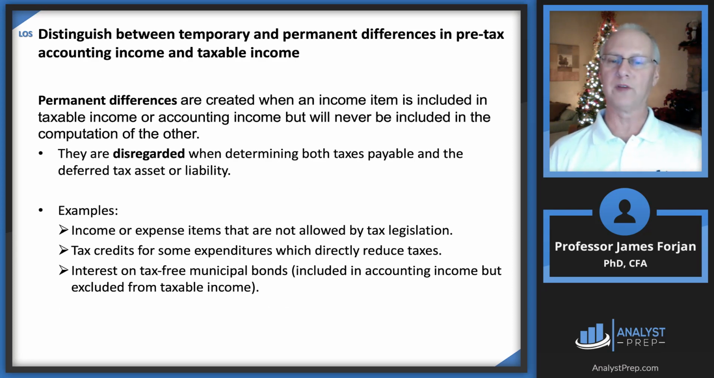So here we go. Income or expense items that are not allowed by tax legislation. You know, the federal government, the IRS here in the United States, could come along and say, okay, you're no longer allowed to deduct the cost of digging the oil out of the ground if you're an oil company. Well, clearly companies like ExxonMobil have tons and tons of drilling expense, whatever they call those things. And so, boy, that would become a permanent difference. And then there are some expenditures that result in tax credits. And then, you know, we talked about municipal bonds back in one of those investments readings, because that interest on municipal bonds doesn't have to be reported to the IRS.